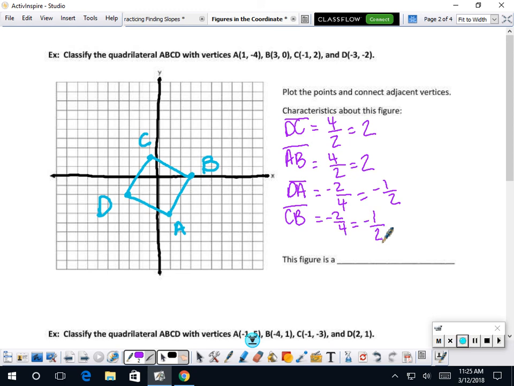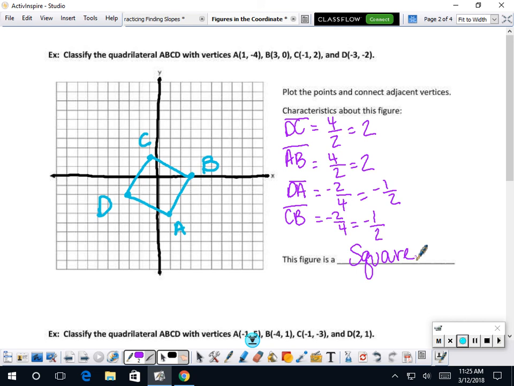Okay. This shape is going to be a square. We all know that with a square all sides are the same. They're all equal. So if I look at these, I have 4 over 2, 4 over 2, and then I flip the fraction and make it 2 over 4 and 2 over 4.